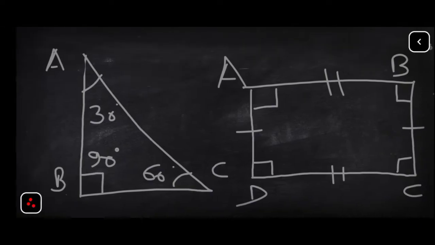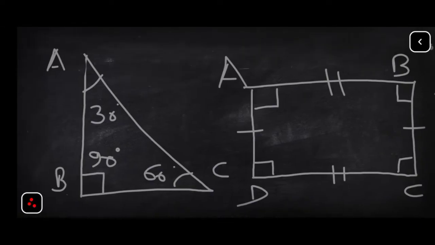Now the last one, irregular polygon. An irregular polygon does not satisfy the properties of regular polygons. It means all the internal angles are not equal and all the sides are not equal at the same time. So all these polygons are called irregular polygons.